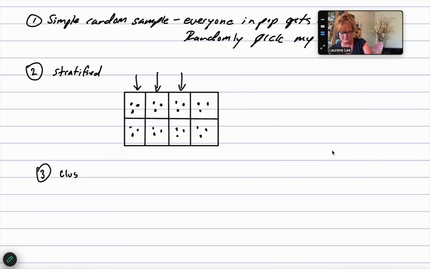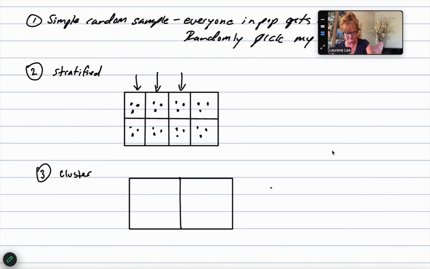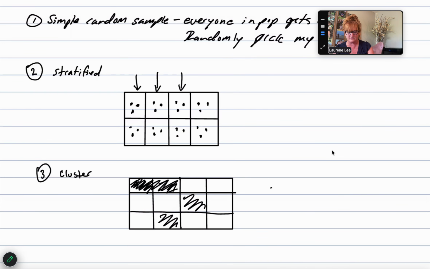Now, cluster sample, it starts the same way. You have this population, and you're going to subdivide it into different categories. The difference with a cluster sample is that you're not going to pick some from each. You're going to pick all of a couple of them. So let's say we divide like this. I have these divisions. I'm going to pick all of these, all of these, all of these guys, and all of these. So I'm picking certain groupings and surveying all of them.